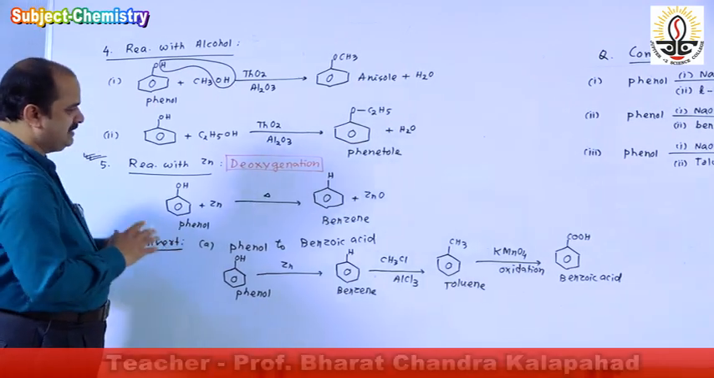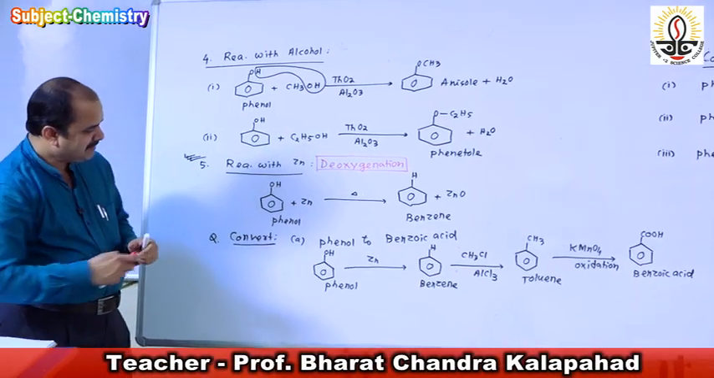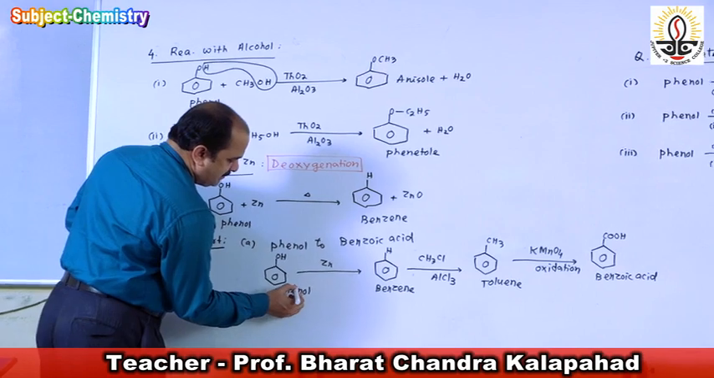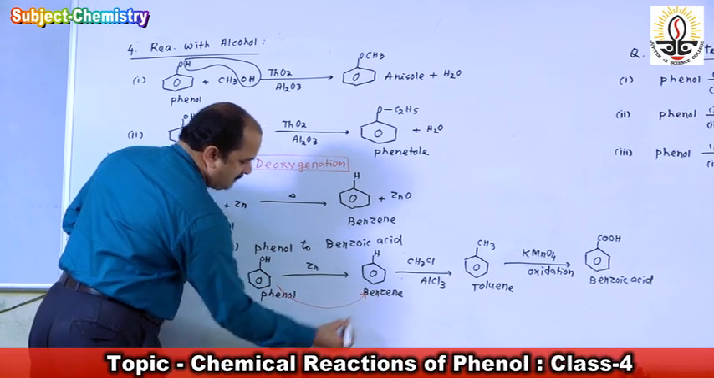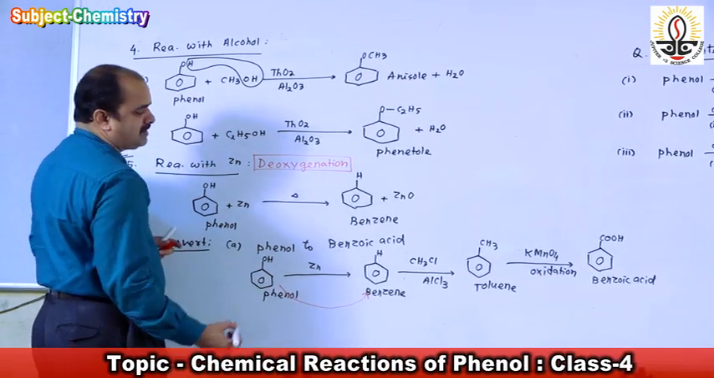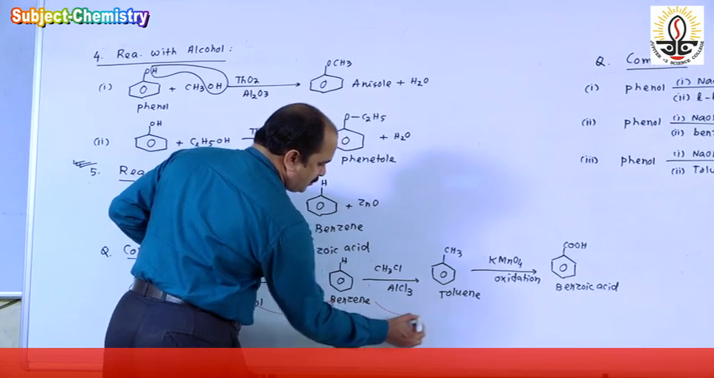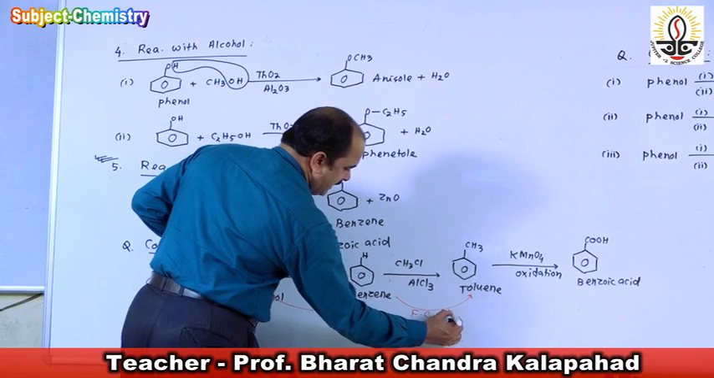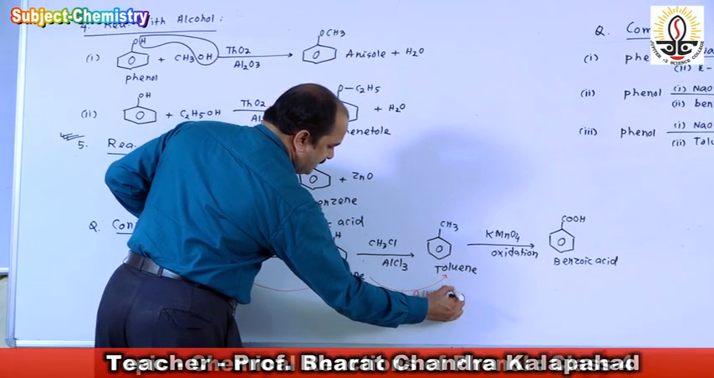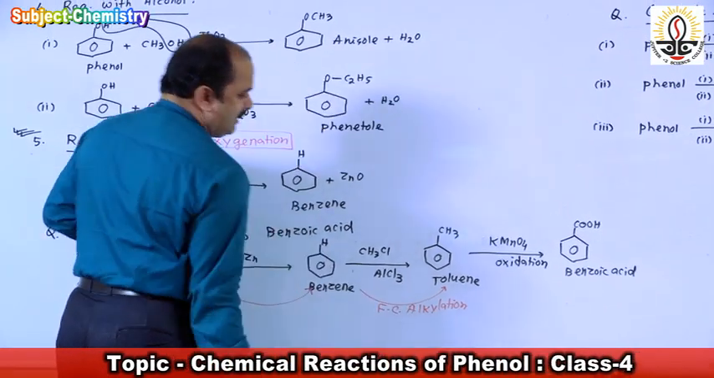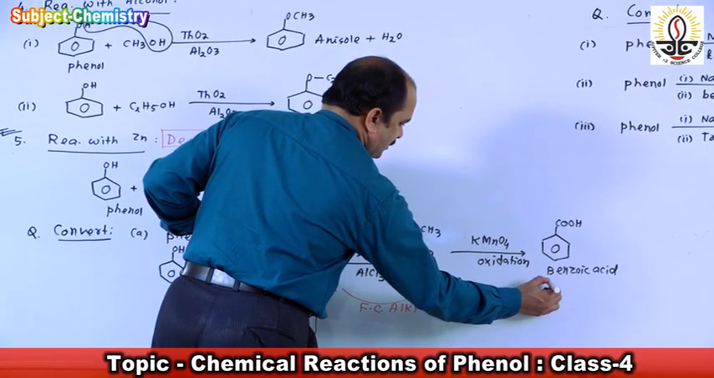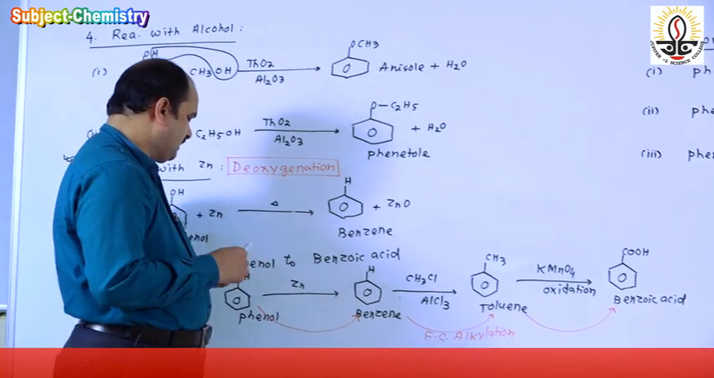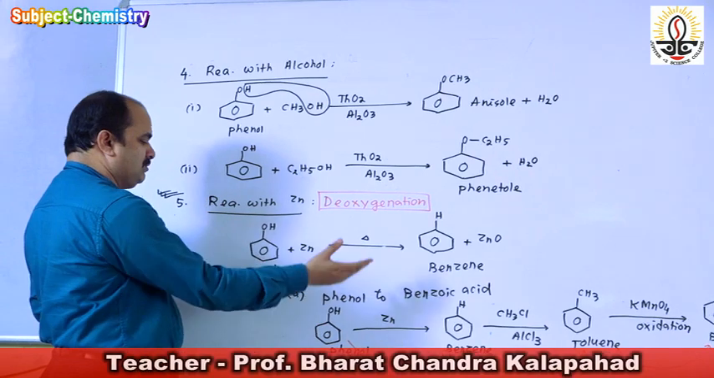Dear students, remember this. First, phenol is converted to benzene, a process known as deoxygenation, and benzene is converted to toluene. This reaction is known as Friedel-Crafts alkylation, and toluene is converted to benzoic acid. So by this method, phenol is converted to benzoic acid.